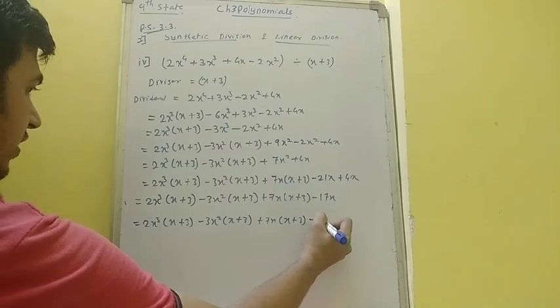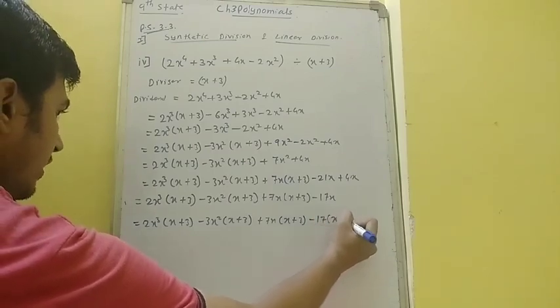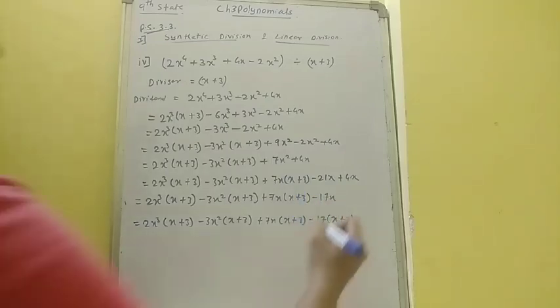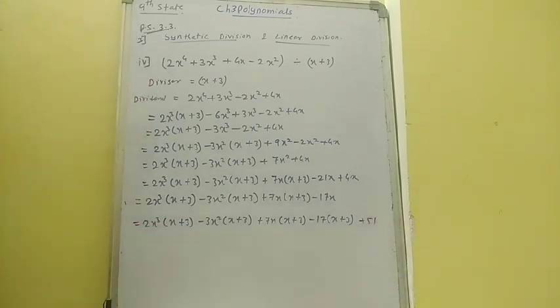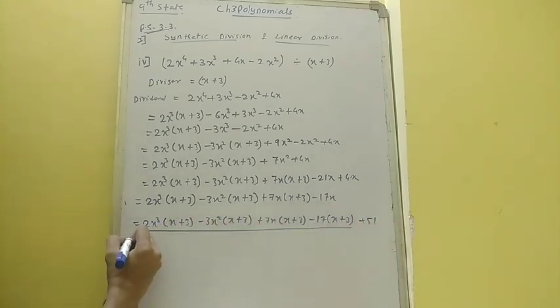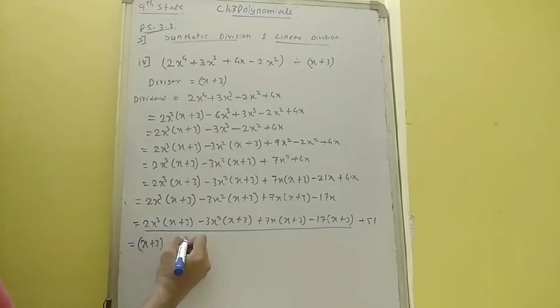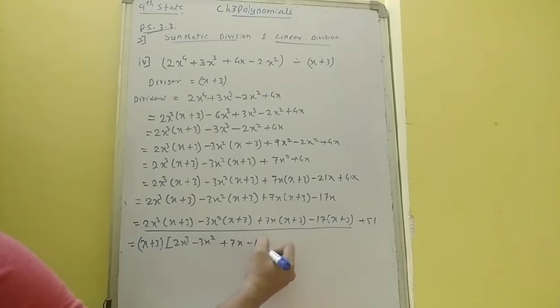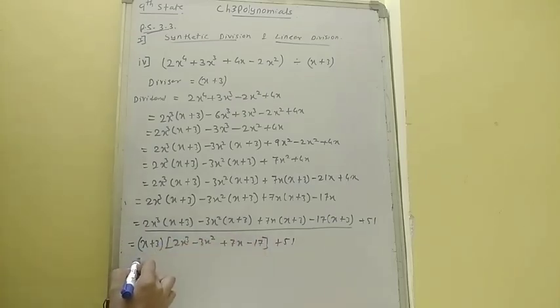Okay, so 2x cube x plus 3 minus 3x square x plus 3 plus 7x x plus 3, and we will take minus 17 common, so we have x plus 3. 17 into x, minus 17x, 17 3s is minus 51, and minus 51 will be balanced by plus 51. Okay, and there is nothing we can take common now, means nothing we can divide with x plus 3. So taking x plus 3 common, I will have 2x cube minus 3x square plus 7x minus 17, plus 51.